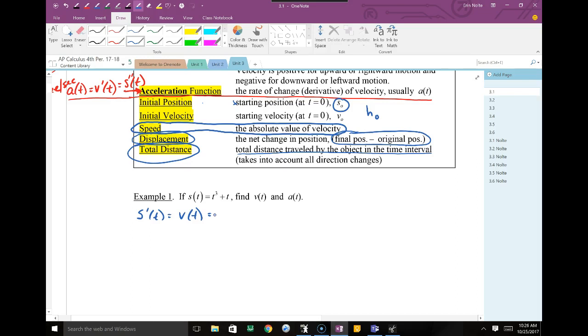Okay, and what is the derivative of t to the third plus t? 3t squared plus 1. Perfect. There's our velocity. Okay, and then to come up with the acceleration, what would I do? Take the derivative of that, right? So if I derive my velocity, that will give me my acceleration. So what's the derivative of 3t squared plus 1? 6t.